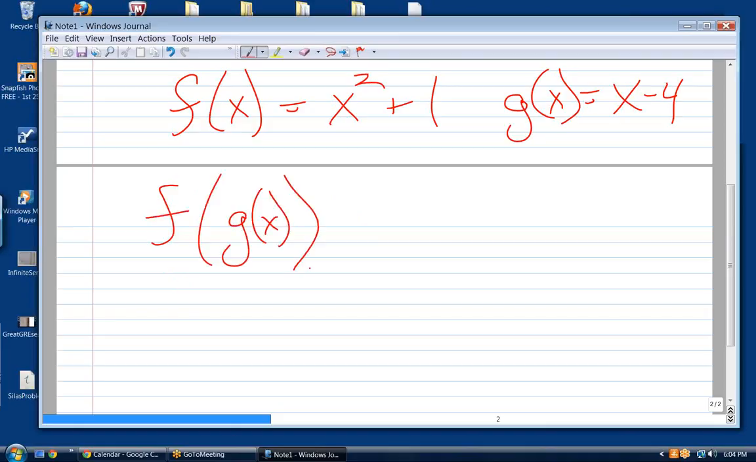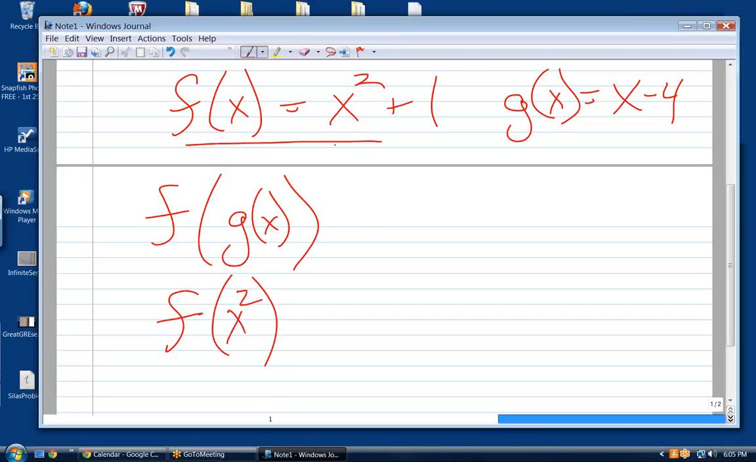That's what you call f of g of x, or fog sometimes. How would we evaluate it if I said, what is f of 1? You would just plug 1 into all the x's. If I said, what is f of x squared? You would put x squared into all the x's, not all of them, just into this one right here. So what would f of x squared equal? x to the 4th plus 1.